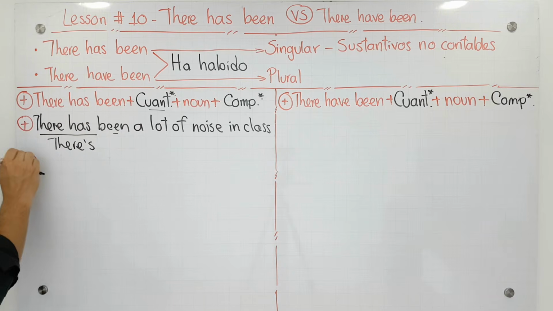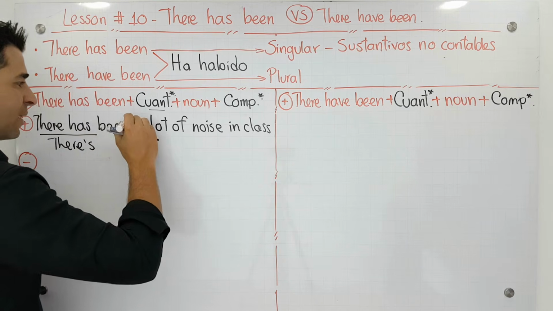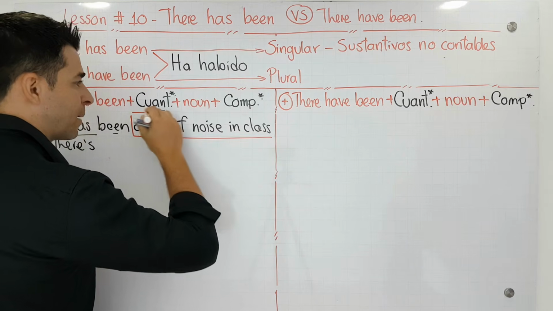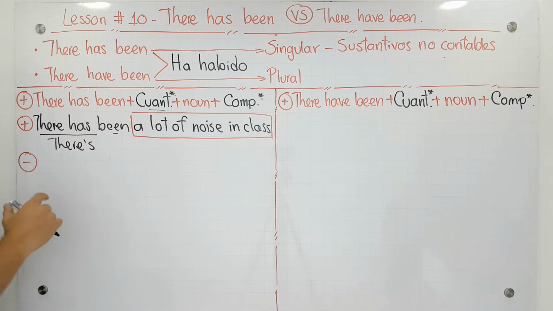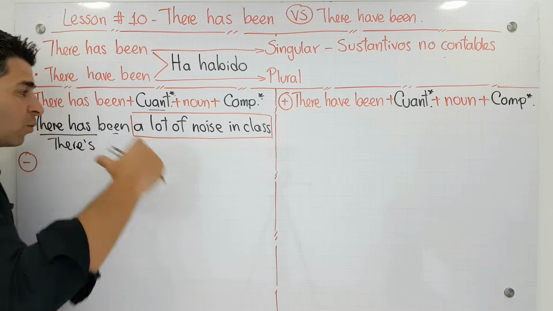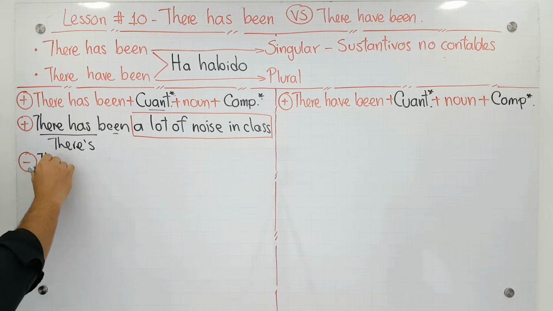Let's continue with the negative sentence. Vamos a hacer la misma negativa que tenemos acá. Entonces, básicamente, este complemento o esta parte final va a ser igual para esta negativa. ¿Listo? Entonces, ¿cómo vamos a hacer? Vamos a decir, no ha habido mucho ruido en clase. ¿Qué hay que hacer? Esta es la base, la estructura base. Simplemente le hacemos una pequeña modificación.